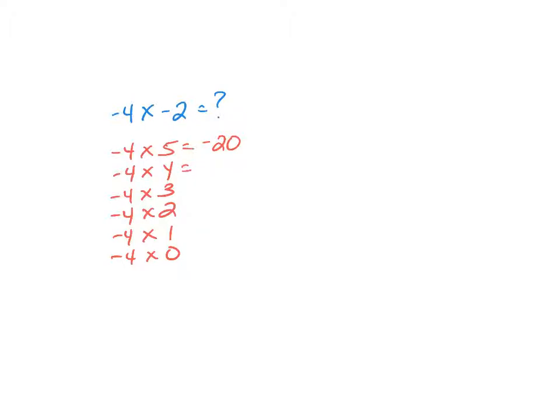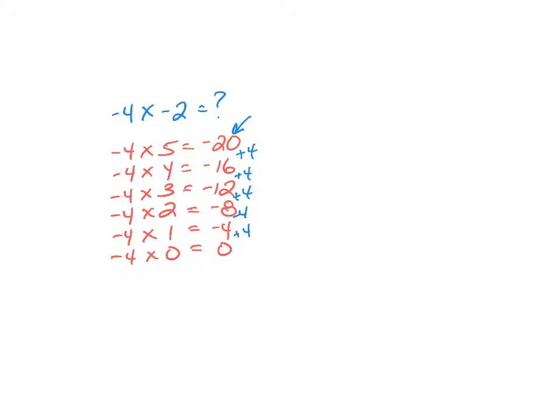Negative 4 times 4 would have to give me a negative 16. Negative 4 times 3 would have to give me a negative 12. And I'll continue writing down these answers as you look at them. What happens this time to all of the answers? This time you can see that to get from negative 20 to negative 16, I'm actually adding 4. So I'm adding 4 every single time to get from one answer to the next answer.